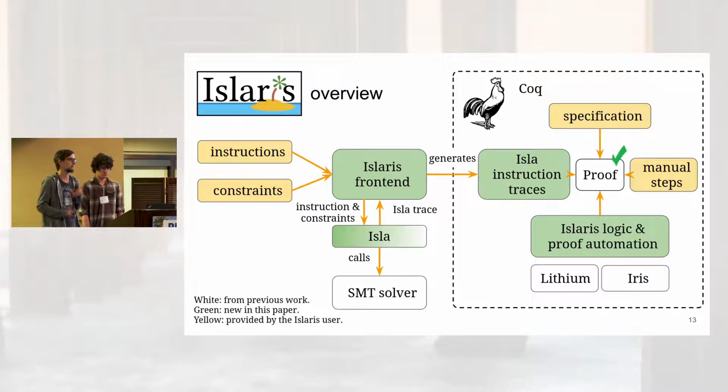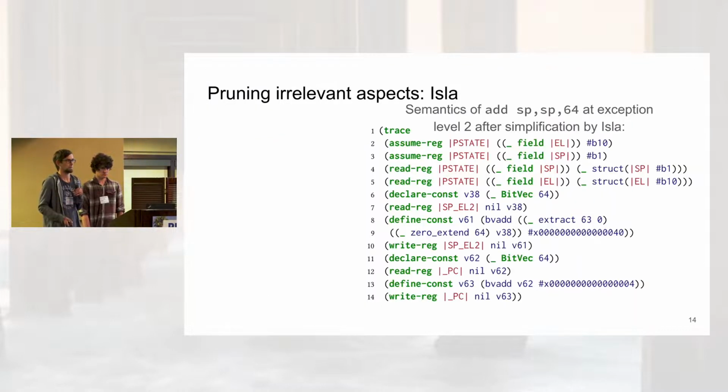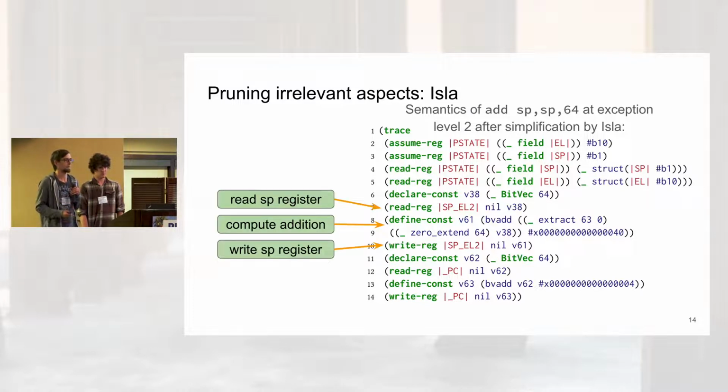Now I want to go into more detail about the two parts of Isla and the Iris-based program logic. Let's start by looking more into Isla. Here you can see the Isla trace for the add instruction, which Angus just showed us, with the constraint that it's executing at exception level 2, so a hypervisor level. Particularly, you can see here that this trace first reads the stack pointer, then it adds 64 to it, and then writes back the updated value to the stack pointer register.